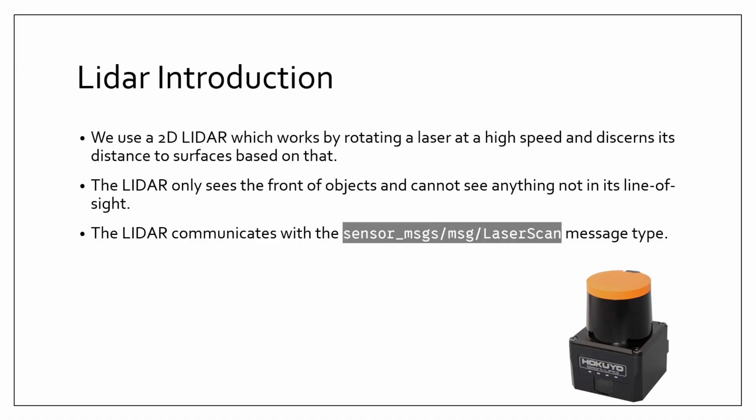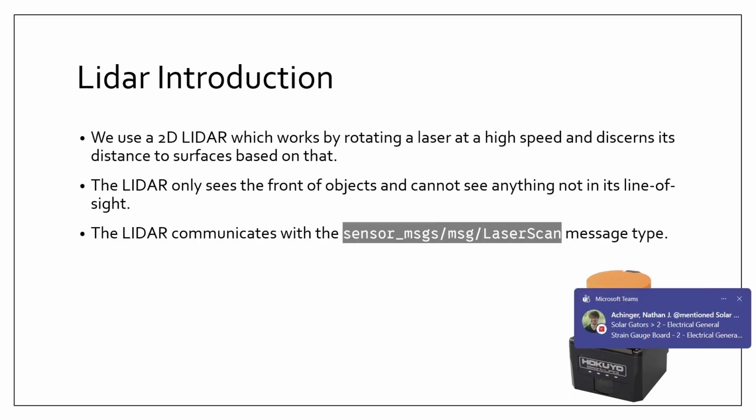So first, let's go over how the lidar actually perceives data. A short introduction to the lidar is that we use a 2D lidar, which means it doesn't see three-dimensional. It only sees 2D, on one plane, and it rotates a laser at a high speed, and it discerns the distance to a surface based on the light reflection and how long it takes. Important, although it might seem obvious, the lidar only sees the front of objects. If you look at a lidar point cloud, it only sees the front. So if something is blocking, it won't see anything behind it.